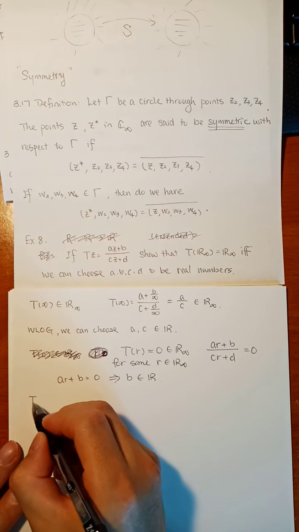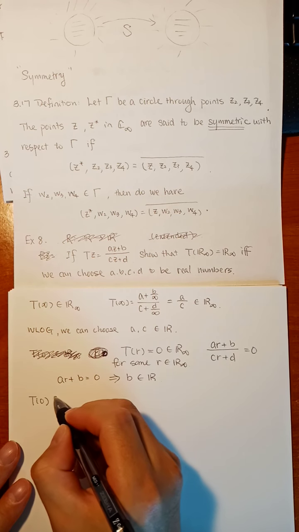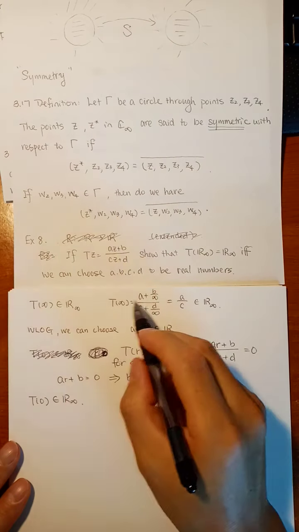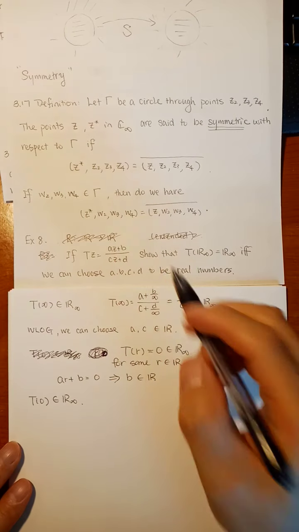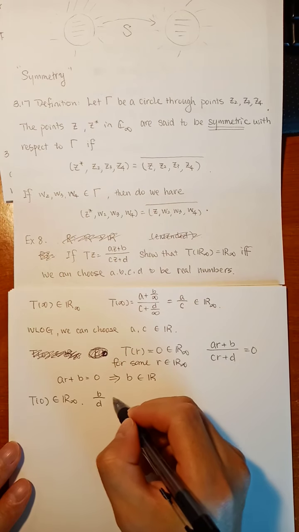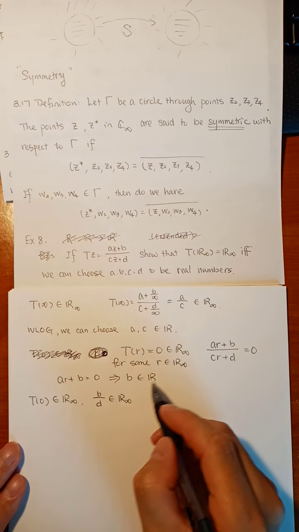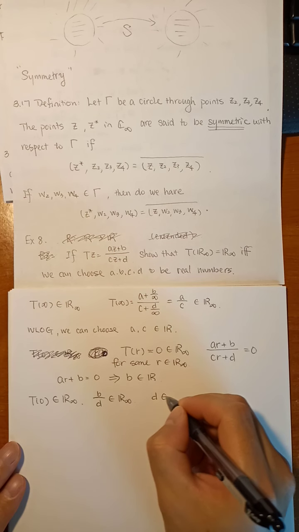Now let's check T of 0. T of 0 belongs to R infinity. What is T of 0? You let Z be 0, so you get B over D belongs to R infinity. So B is real, then it implies D belongs to R.